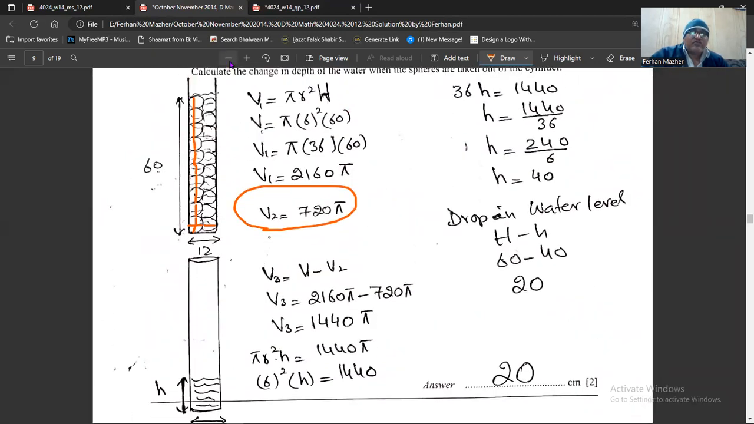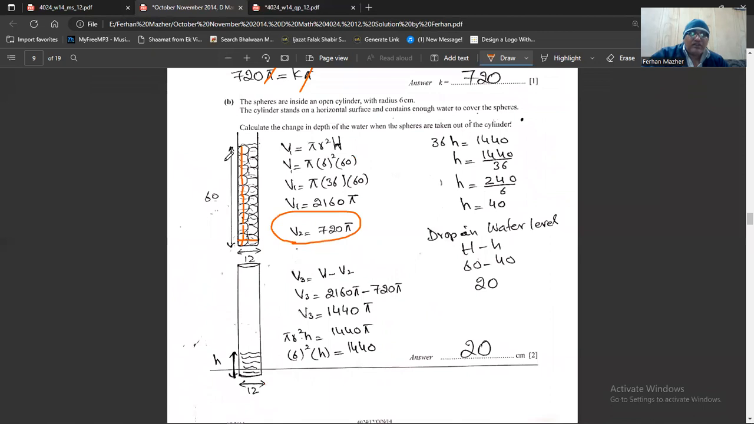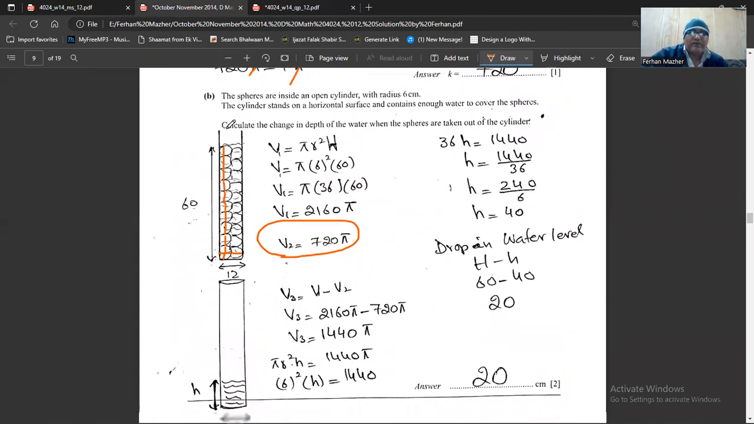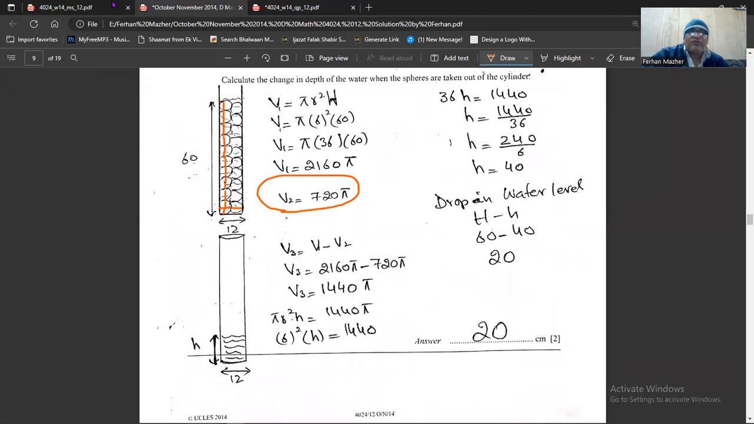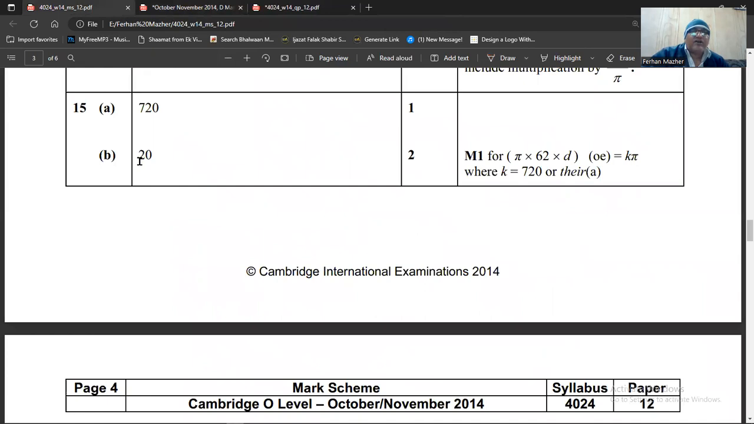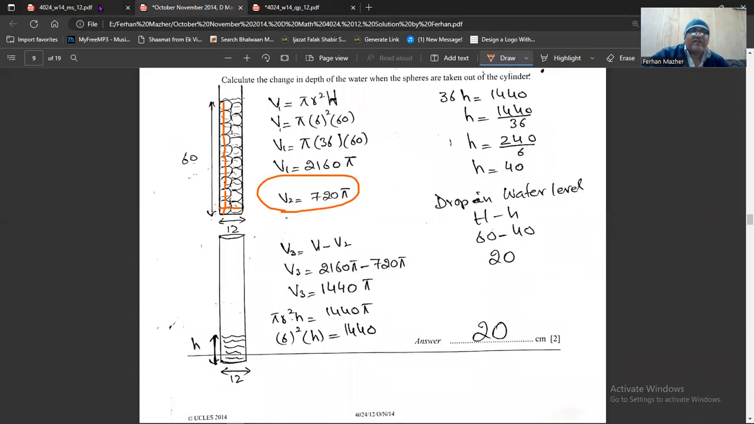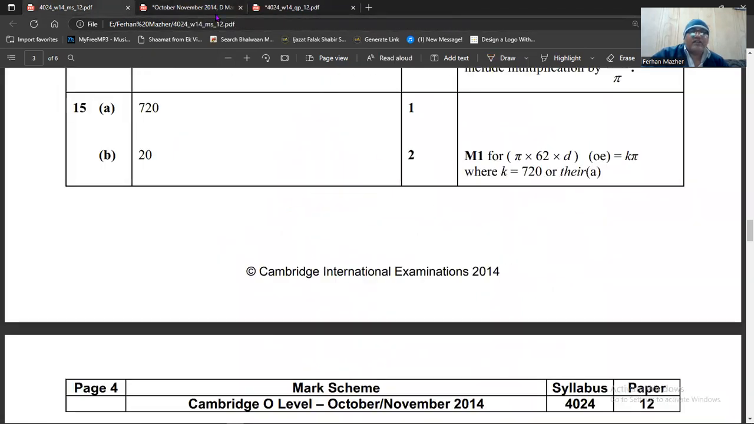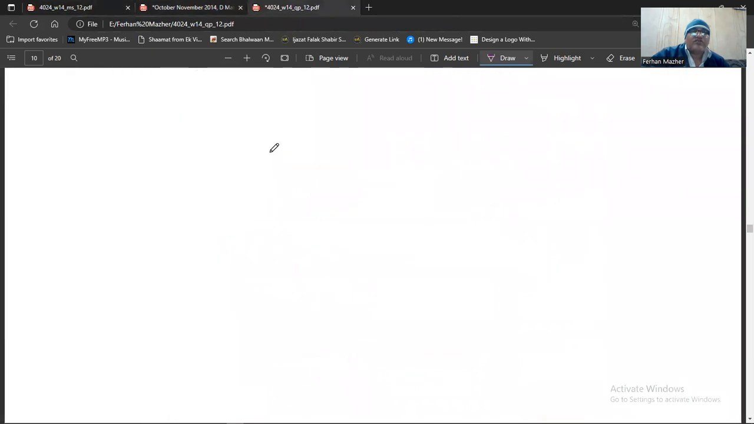Let me try to show the whole part. Okay, now you can see this whole part is showing up on your screen. 20 is the difference, so our answer is right. 20 is the right answer. So you can see from here. Okay, now we are going to the next question.